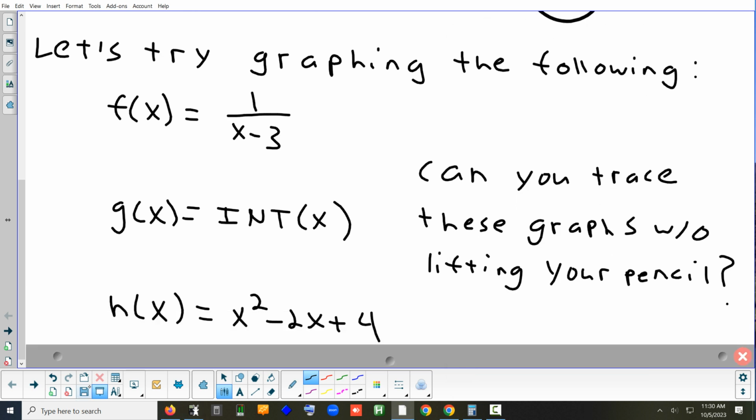And then something like this would be a parabola. So that one would be continuous. Those two were not. Because we could trace the graph without lifting our pencil in the last one. I didn't draw the last one, but it would be a U shape.